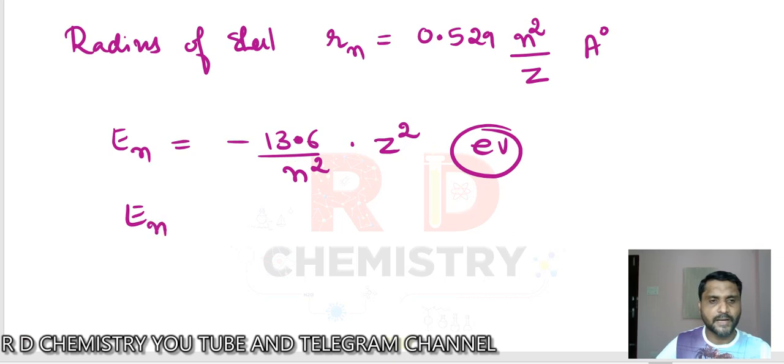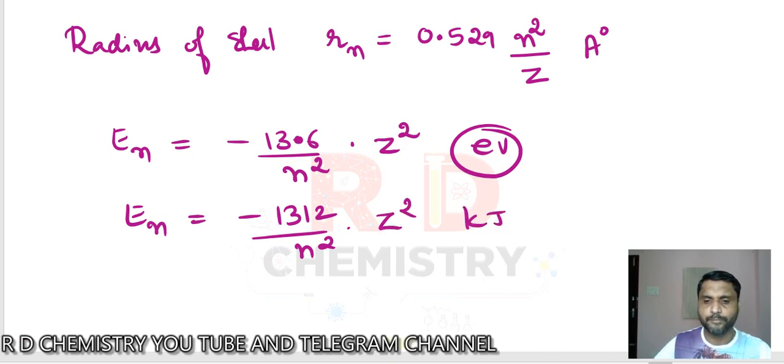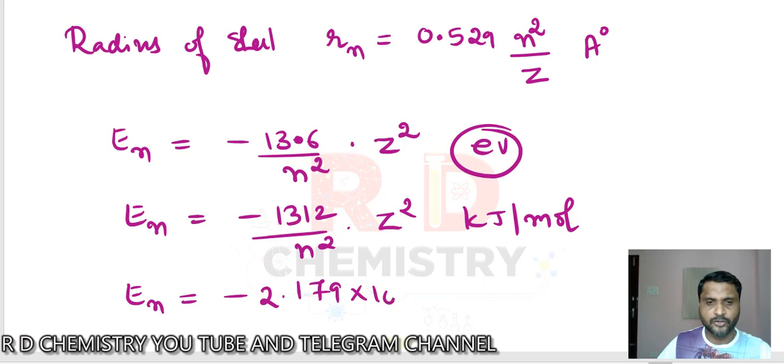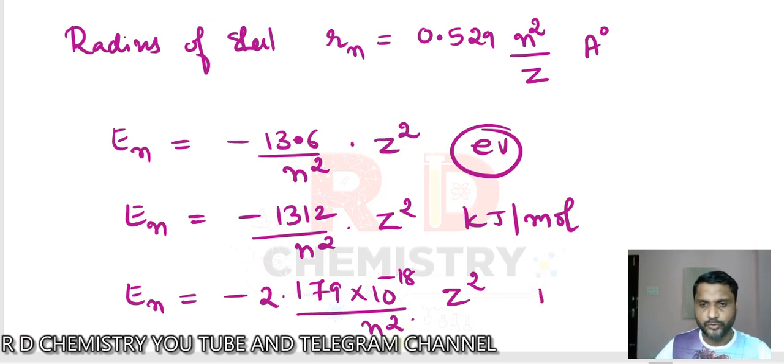Or we can have a different formula. It is minus 1312 divided by n square into Z square. This is in terms of kilojoule per mole. Remember, per mole. Otherwise, in terms of per atom. Okay. Then we also have the energy equal to minus 2.179 into 10 to the power minus 18 divided by n square into Z square in terms of joules. That means joules per atom. The earlier one is electron volt per atom. Okay, clear, right?